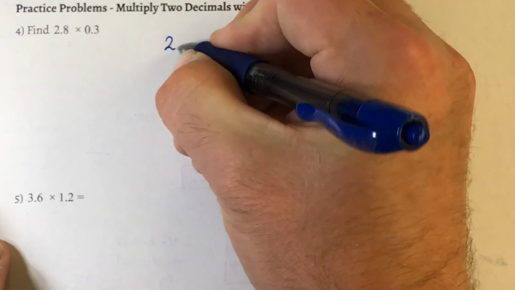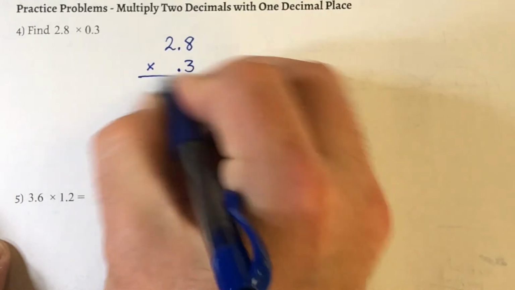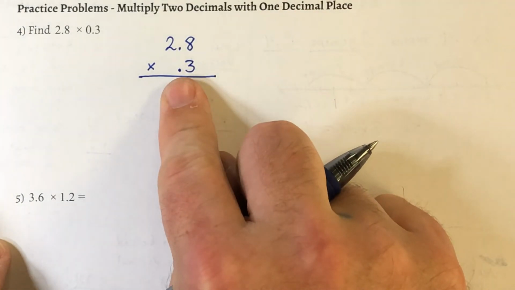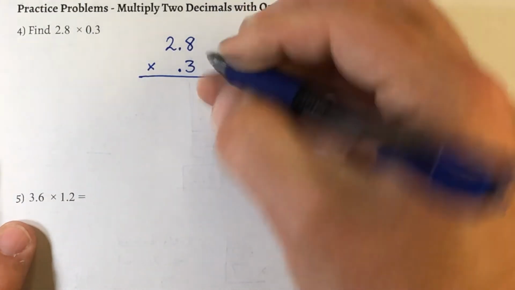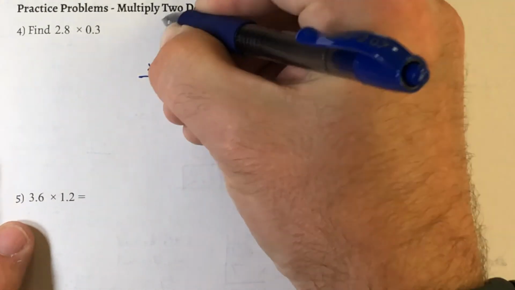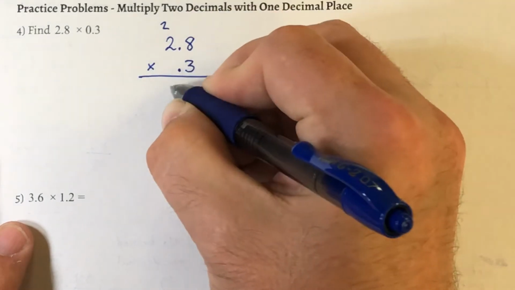So the longer one goes on top, the 2.8. We're going to multiply it by the 0.3. No, I was not trying to line up the decimal. It just happened. It was a coincidence. Okay, 3 times 8 is 24. 3 times 2 is 6. Plus 2 is 8.